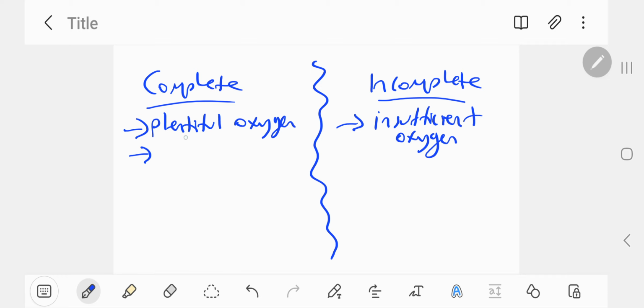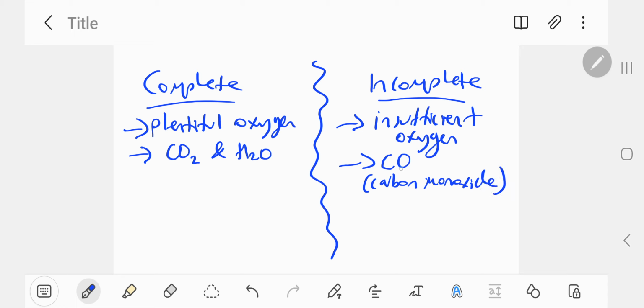Complete produces carbon dioxide, CO2, and water, H2O. Incomplete, however, produces either carbon monoxide, which is CO. It's carbon monoxide because there's one oxygen. The prefix mono means one. There's one oxygen here. On the other hand, because it's carbon dioxide here, the di means there's two oxygen. That's what the prefix di means, right?